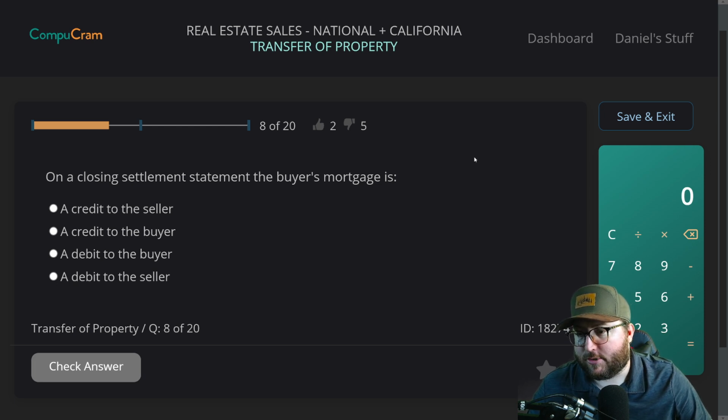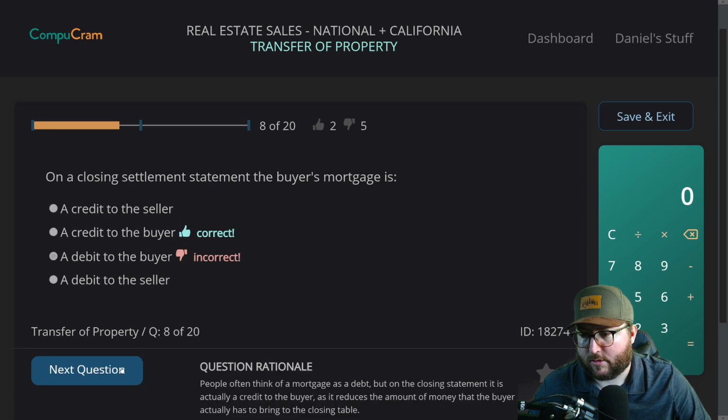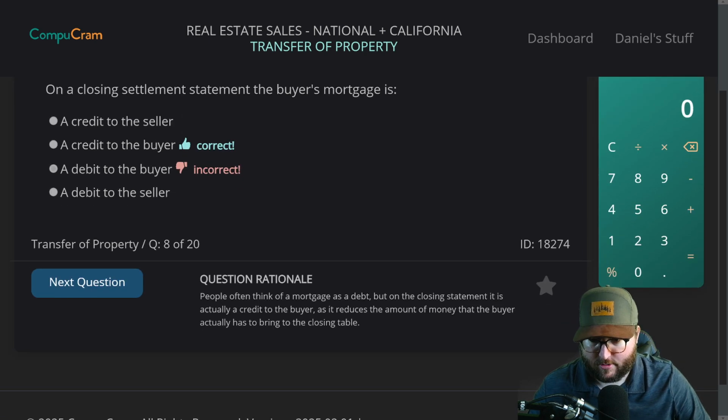Question 8: on a closing settlement statement, the buyer's mortgage is a credit to the seller, a credit to the buyer, a debit to the seller, or a debit to the buyer. Closing statement, the buyer's mortgage. I would say a debit to the buyer. So you're in debt. I'm going to go with it. Incorrect. A credit to the buyer.